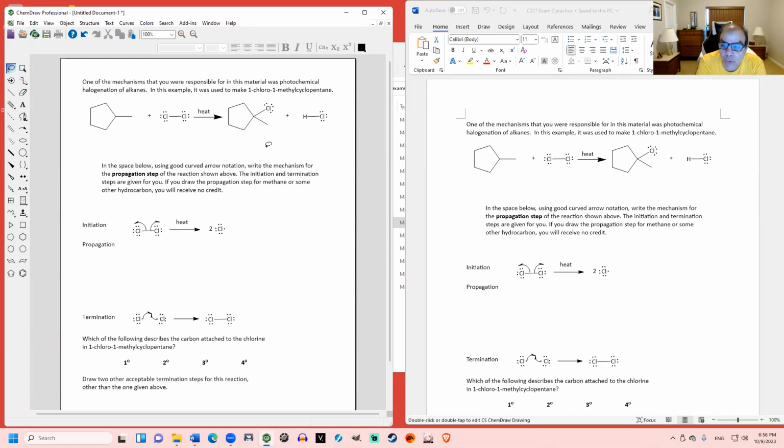If you want to know which H to take off of the starting material, look where the halogen is in the product. And that shows you where to take the H off. The halogen is over there on that carbon. So that means in the propagation step, it's that H that we're going to remove with a radical.